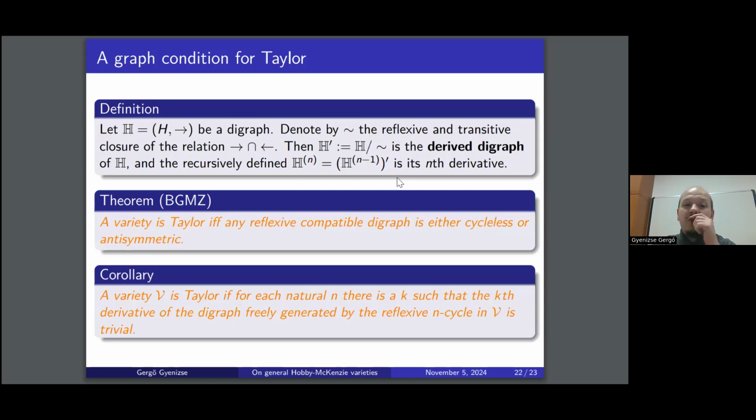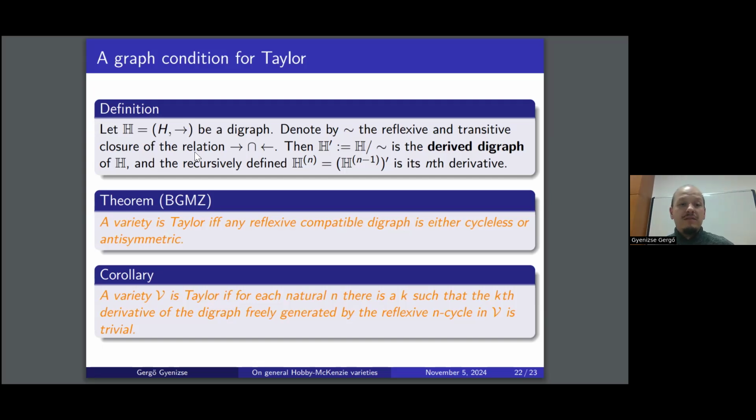I think we talked about this with Keith almost 2 years ago, and it's still open. And it bothers me quite a bit because I'm not even sure that it is true. I mean, I'm 50-50 on whether this is true. This is about graph conditions for Taylor and Hobby-McKenzie. So what do I mean by a graph condition? That's a condition that can be expressed only by the compatible graphs of the variety.